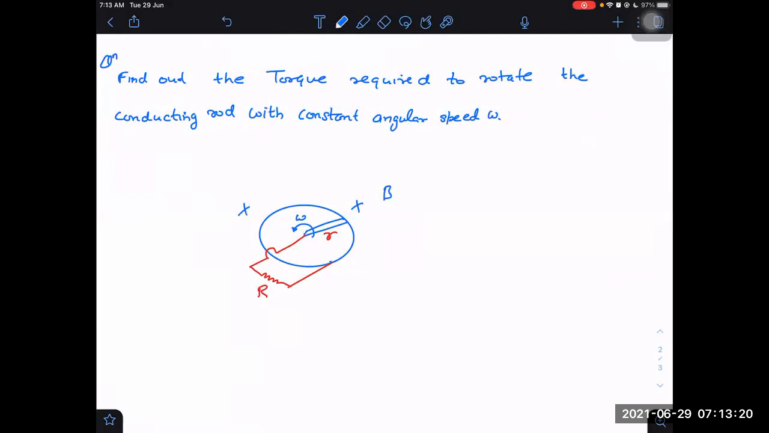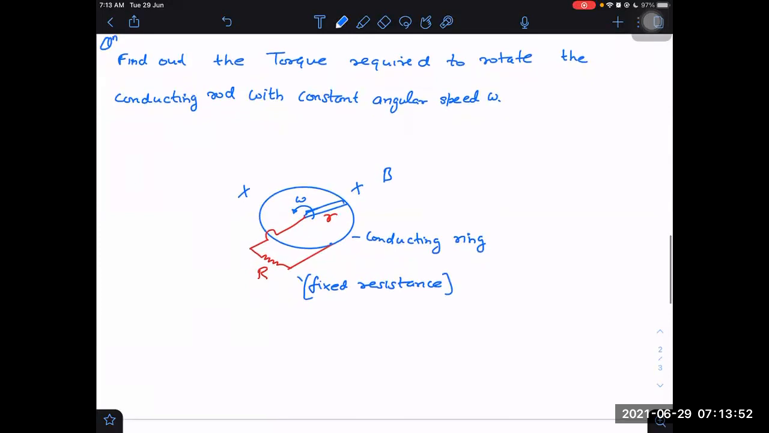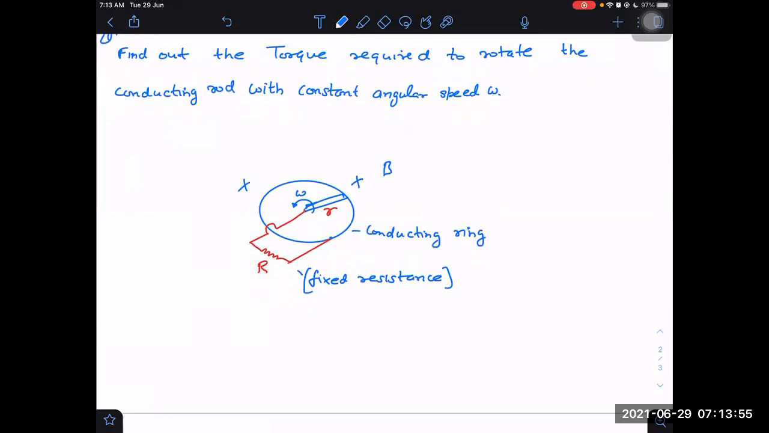This is a conducting ring, and this rod is also conducting. Fixed resistance. Sir, B omega small r cube by 2 capital R.